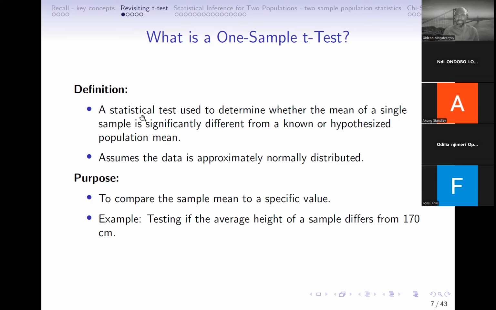To do that test, we then do the one sample t-test. We have a sample, we know the mean. Is it the same mean for the population? We cannot just conclude that the sample mean would be the same for the population.